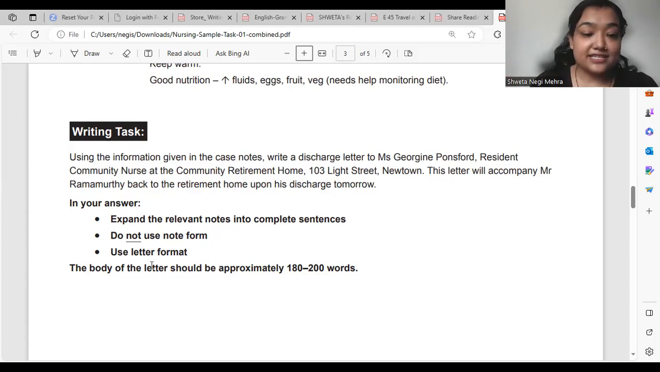So उसके बाद जो next thing है, use the letter format. Of course हम format भी पढ़ेंगे. The body of the letter should be approximately 180 to 200 words. तो 40 minutes में 180 to 200 words you have to write.